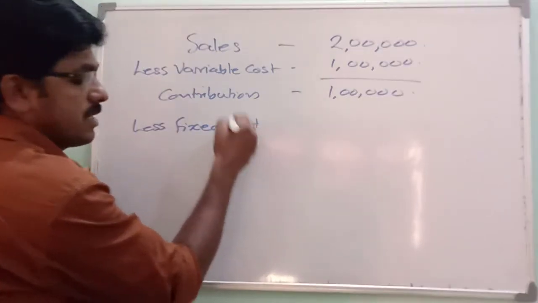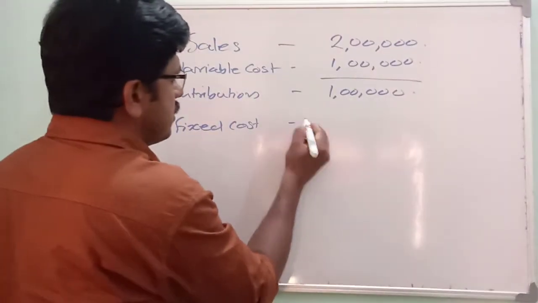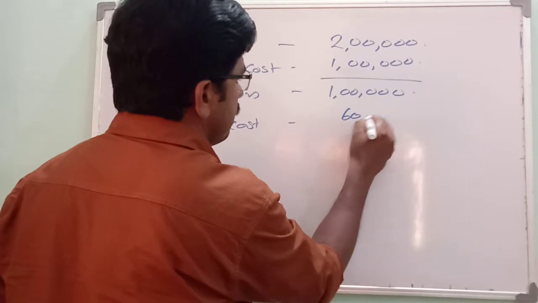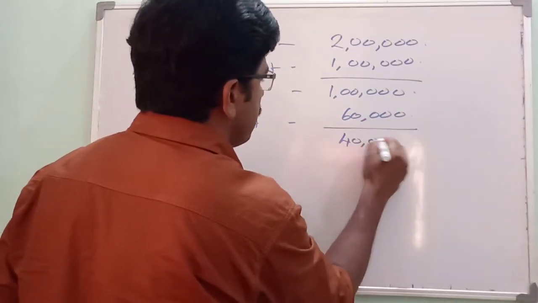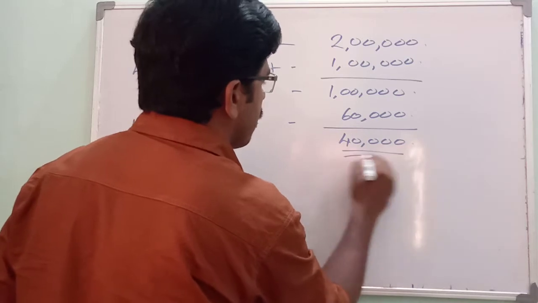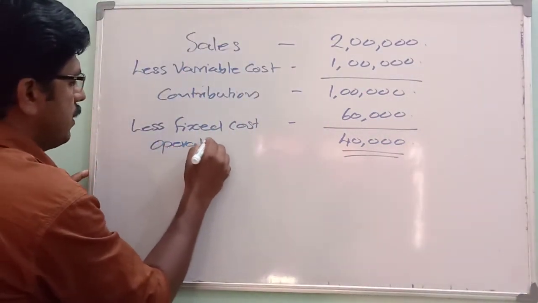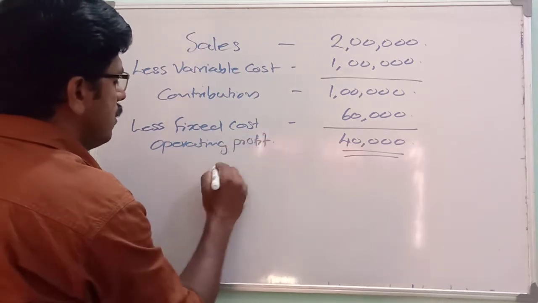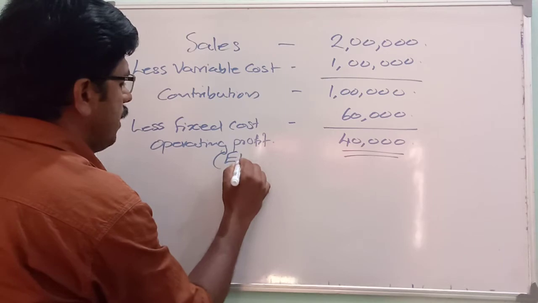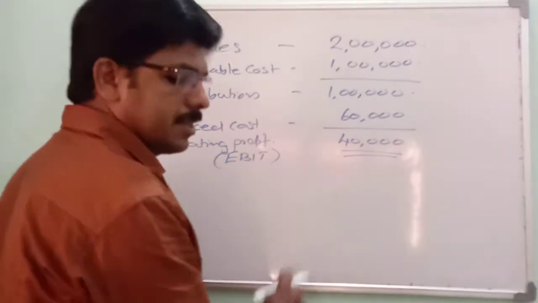Fixed cost. So this is in the marginal cost statement model. Fixed cost rupees 60,000. So balance rupees 40,000 is called operating profit. It is otherwise known as EBIT. EBIT is equal to 40,000.